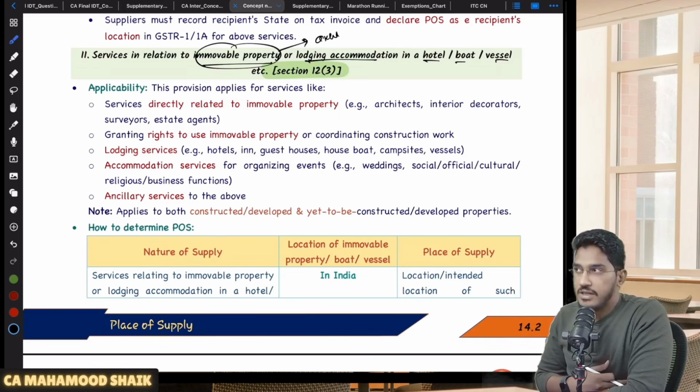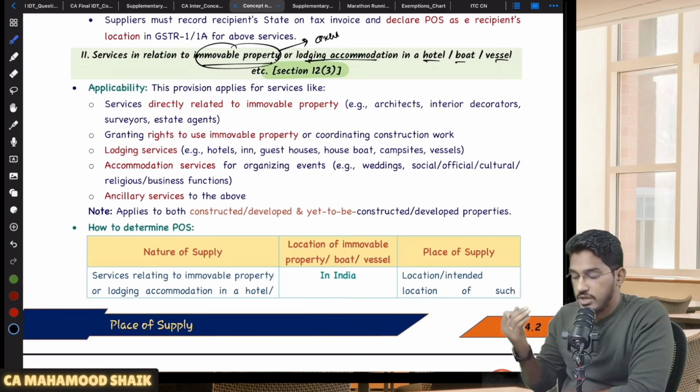So even if you travel in a vessel, like cruise ships, where you can go and enjoy the accommodation. So accommodation services and services in relation to immovable property will get covered under 12 subsection 3. What will get covered under 12 subsection 3? Accommodation services and all kinds of services in relation to an immovable property. How to determine the place of supply?